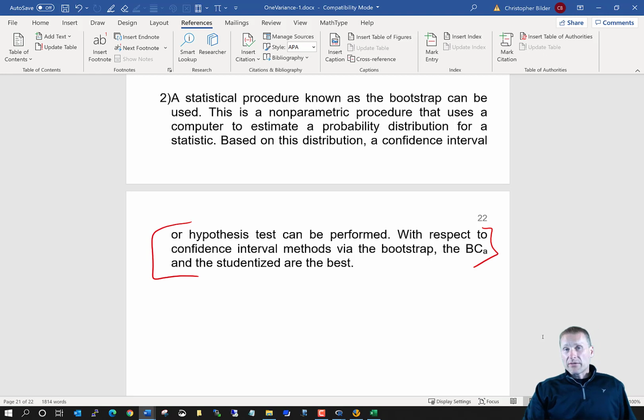Now, with the bootstrap, you've got to be careful that there are a number of different ways to find confidence intervals. Very often, most people use what's called a percentile interval method. That one often doesn't work very well, so it's unfortunate that people do that. Instead, one should use what's called a BCA method, bias corrected accelerated method, or what's called a studentized confidence interval method.